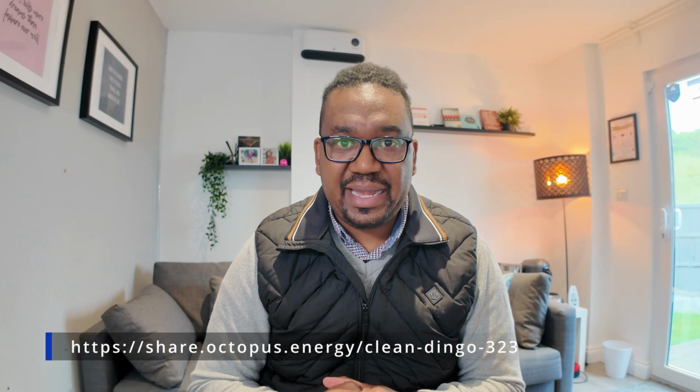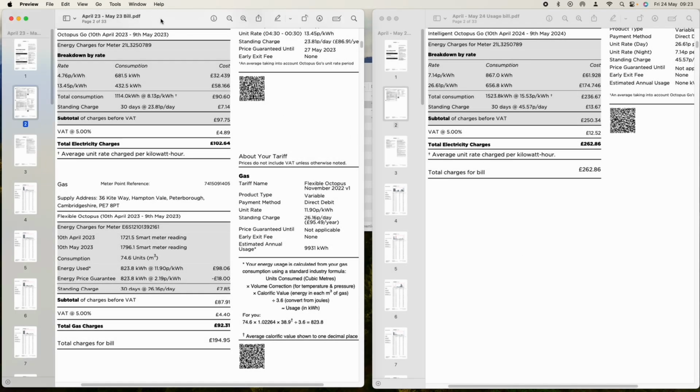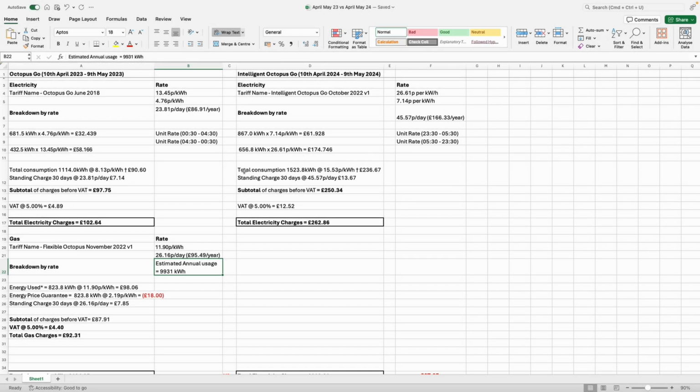So here are my numbers for April to May 2023 versus April to May 2024. So here we are. This is the 2023 April to May bill, and this is the 2024 bill. So I'll transfer this information to a spreadsheet so we can go through the numbers together nicely and easier. So that is the information that I've transferred from my two bills, one from 2023 and the other one from 2024.